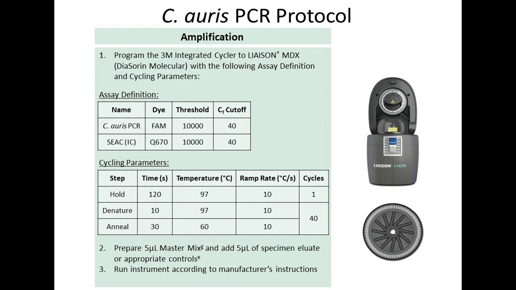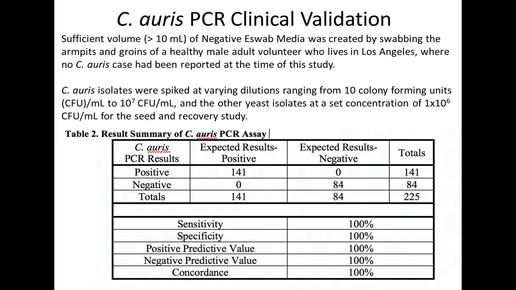So really building out the assay is the first component. The next component is how you have a clinical validation, so understanding whether or not this is going to work clinically. I wanted to walk the audience through our clinical validation. We took negative eSwab media, and we had a healthy male adult volunteer living in Los Angeles, where at that time there were no Candida auris cases reported, who agreed to have his armpits and groin swabbed numerous times to be able to fill out a negative eSwab media. So now we have media that we can spike Candida auris into for identification.